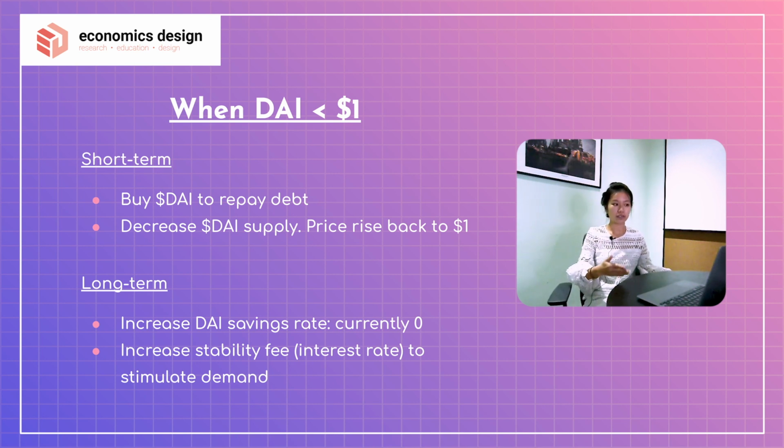In the long run, we can increase the DAI savings rate. Right now, again, it's at 0. But when we increase the DAI savings rate, people want to put the money in the bank, if you think about it, to be earning that interest or savings rate, which reduces the total supply. Or you can increase the stability fee, which is to increase the interest rate, so it makes it more costly for people to be printing or creating more DAI. So you want to reduce the demand of DAI that's available out there. So that's what is being done.